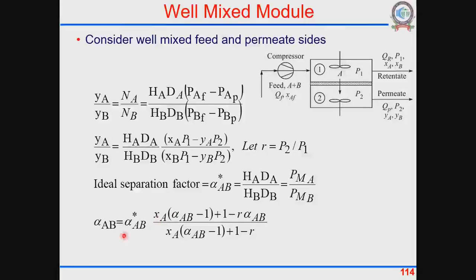So alpha AB, the actual separation factor, is related to the ideal separation factor, the mole fraction on the feed side, and the pressure ratio and the separation factor at this particular condition. So alpha AB you will have to calculate iteratively. Alpha AB star we can calculate from first principles or based on diffusivity measurement and solubility measurement. So alpha AB star is an ideal separation factor. Depending on what XA is, you can calculate the separation factor by solving this expression. Okay, that's how this expression is useful.